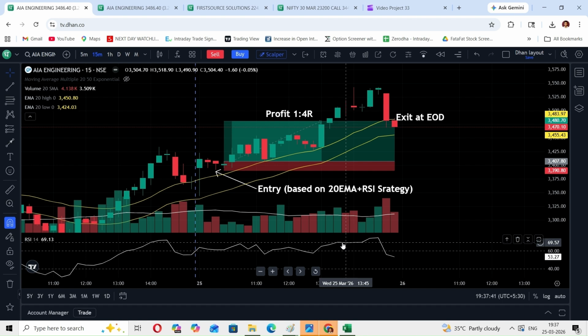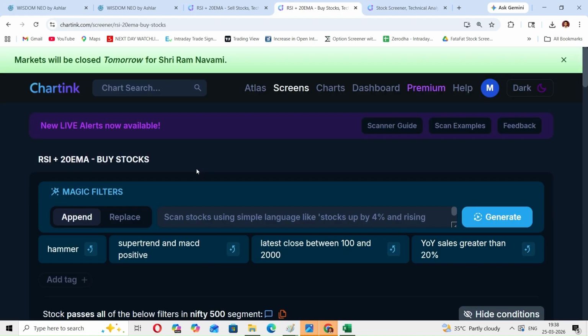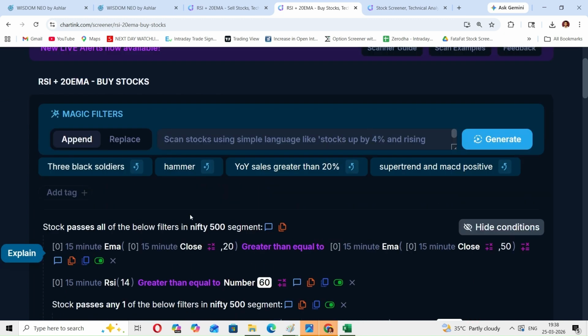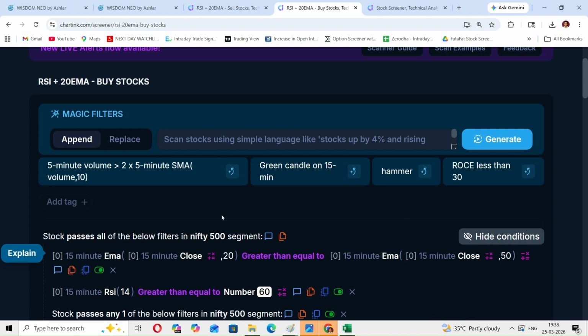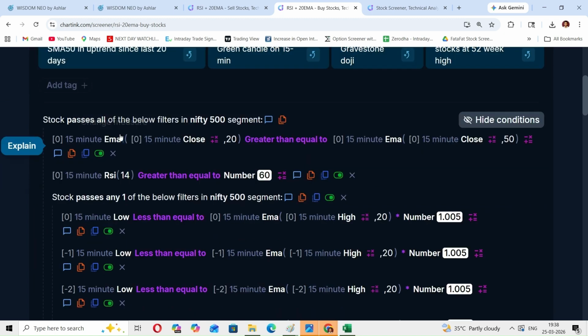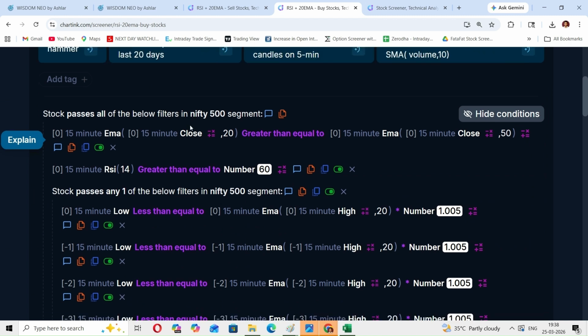Let's look at the charts the scanner picked today. Let's look at the buy scanner now. I will explain each line so that you are clear how that particular condition was used for this particular scanner. See, we will look for the stocks that belong to Nifty 500. So we have selected here Nifty 500.